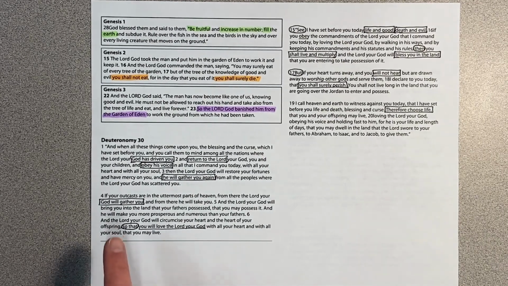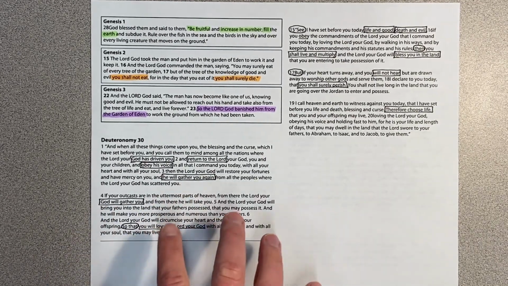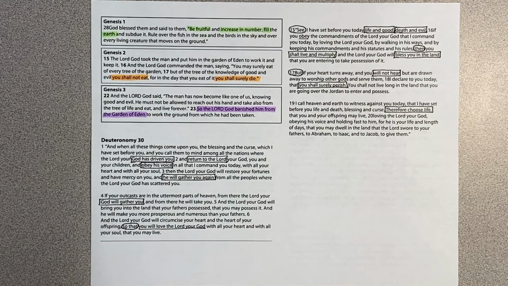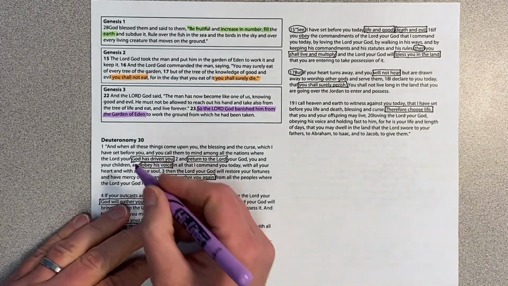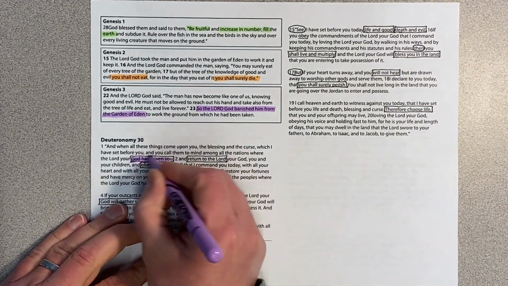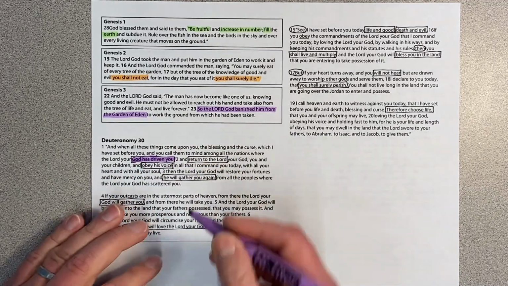So Moses is stepping in. And when all these things come upon you, to this group of people, the blessing and the curse, which I have set before you, and you call them to mind among all the nations where the Lord your God has driven you. So he thinks these people are going to reject God. He doesn't really have high hopes for them. He thinks they're going to rebel and be taken into captivity.